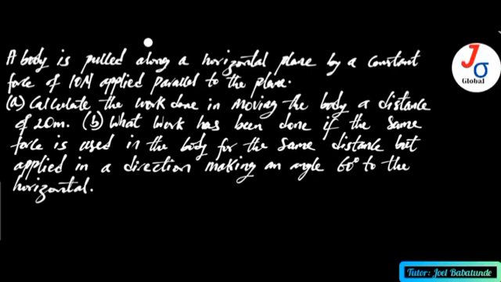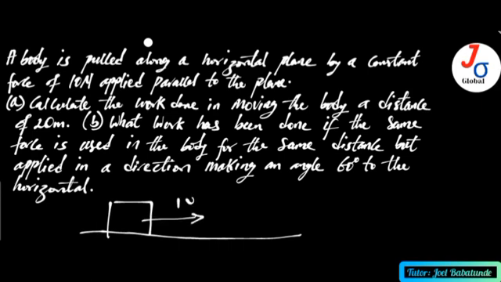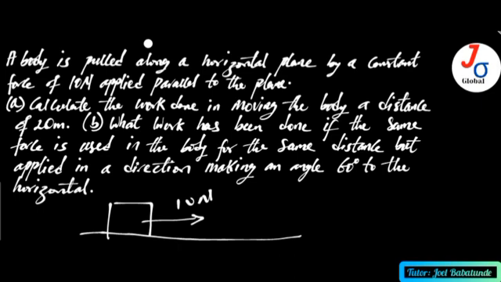Alright, so we have a body pulled along a horizontal plane. So we have the horizontal plane, and then we have the body pulled with a constant force of 10 newtons. Now calculate the work done in moving the body a distance of 20 meters. So this is the distance, 20 meters. It's moving the body 20 meters. That's the first question, A.